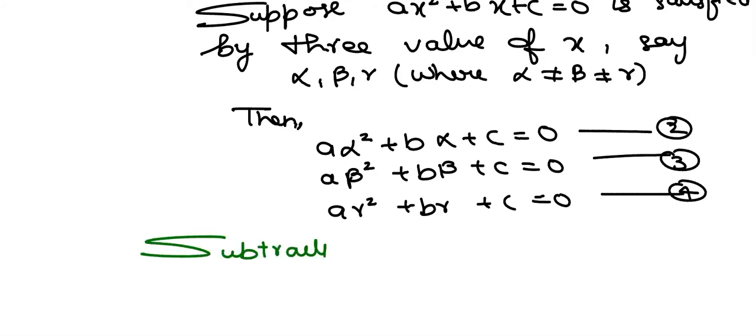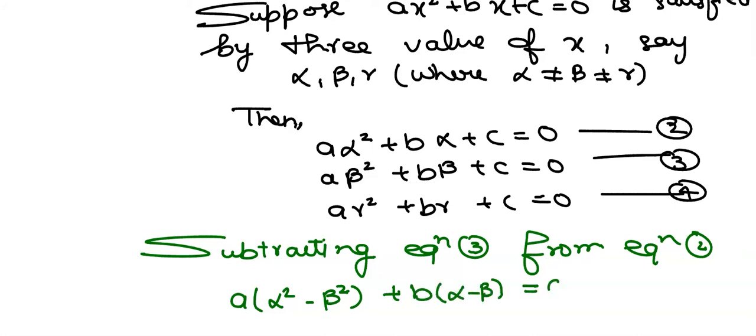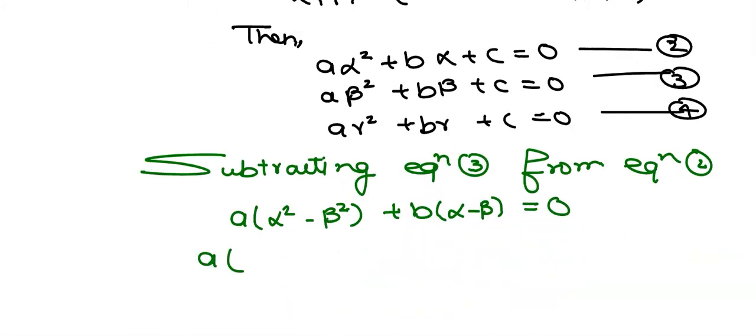Subtracting equation 3 from equation 2, so what we are getting here? We are getting a (alpha square minus beta square) plus b (alpha minus beta), c minus c is equal to 0. So we can write (alpha plus beta)(alpha minus beta) plus b (alpha minus beta) equal to 0.